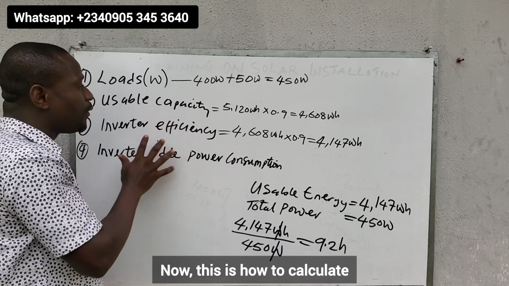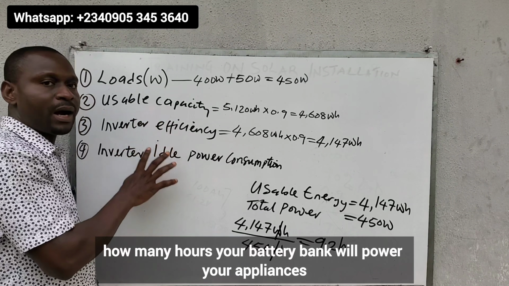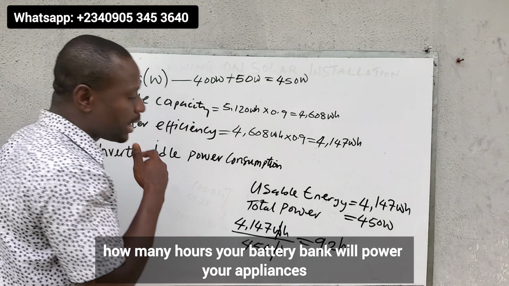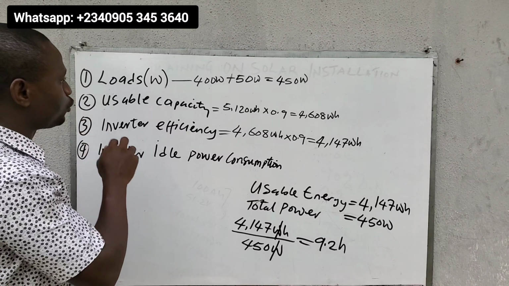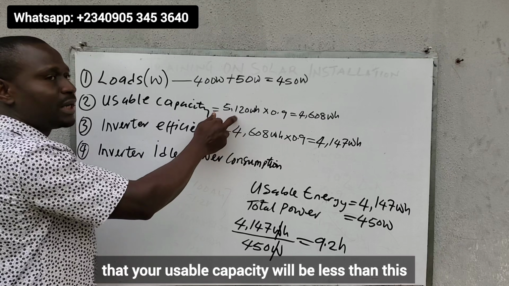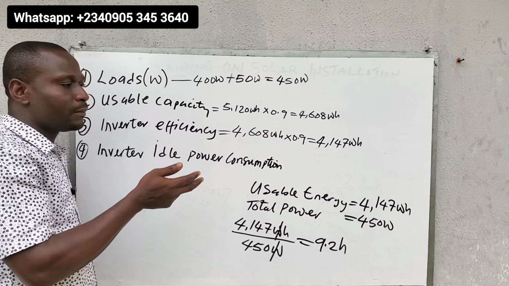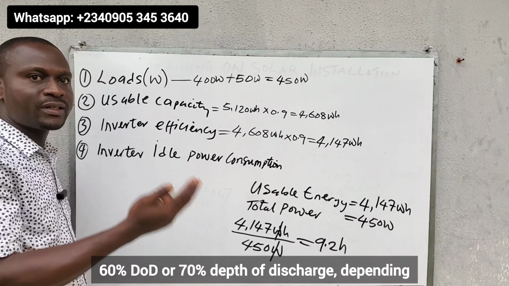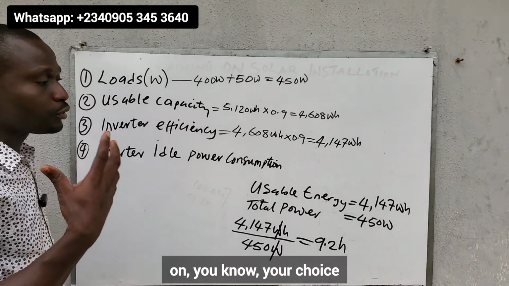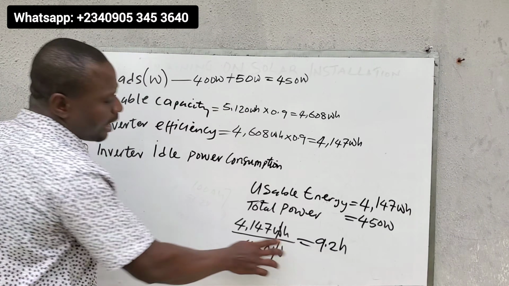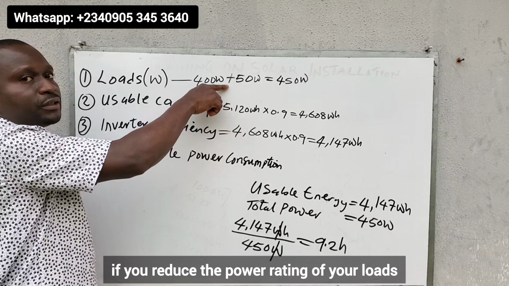Now, this is how to calculate how many hours your battery bank will power your appliances. Now, this is for lithium battery. If you are using a lead acid battery, you should know that your usable capacity will be less than this, because you'll be making use of 50% DOD, 60% DOD, or 70% depth of discharge, depending on your choice. Now, this runtime will increase if you reduce the power rating of your loads, if you reduce some appliances.